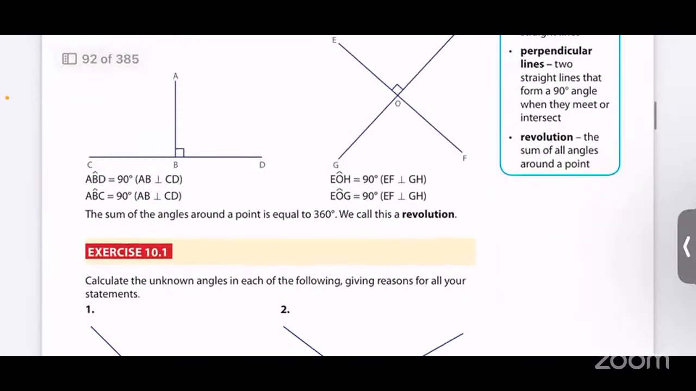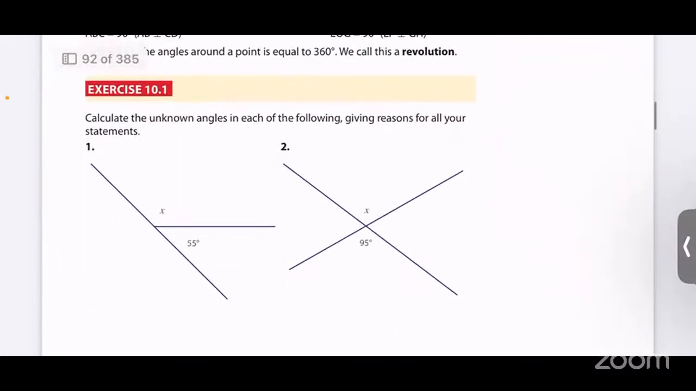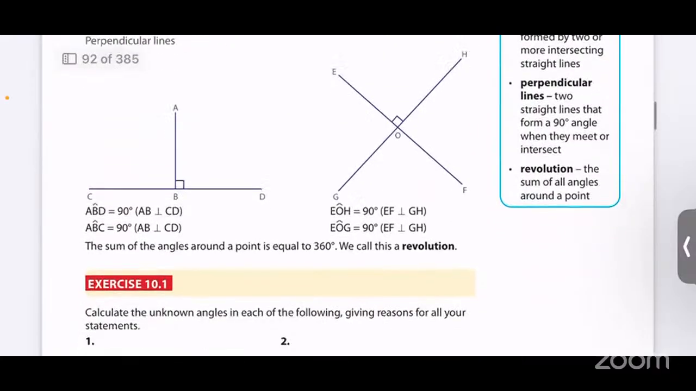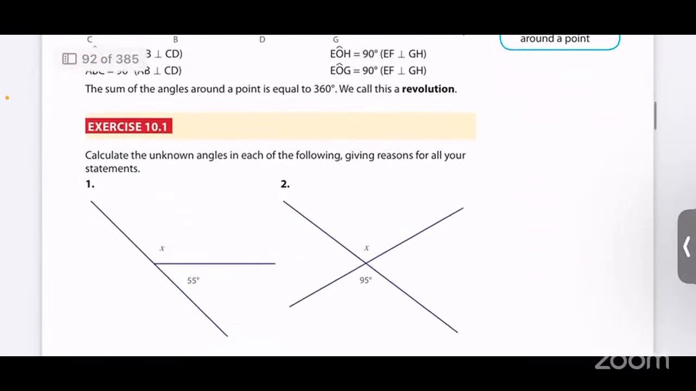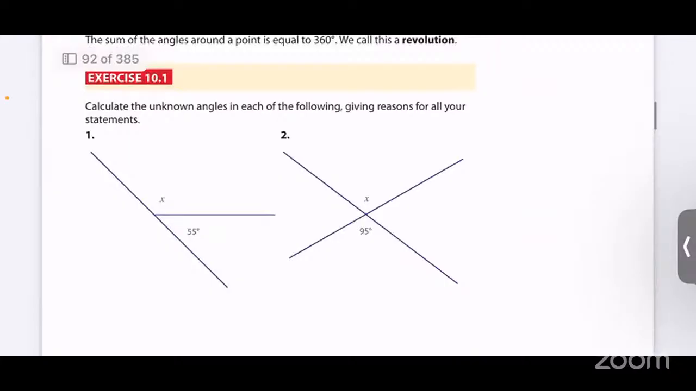Those perpendicular lines. For us to understand these more, we have to quickly do the classwork. Calculate the unknown angles in each of the following. Give reasons for your statement. The first one, we can see that it's a what? It's a straight line. Are we seeing that that one is a straight angle that is equal to 180 degrees, né?